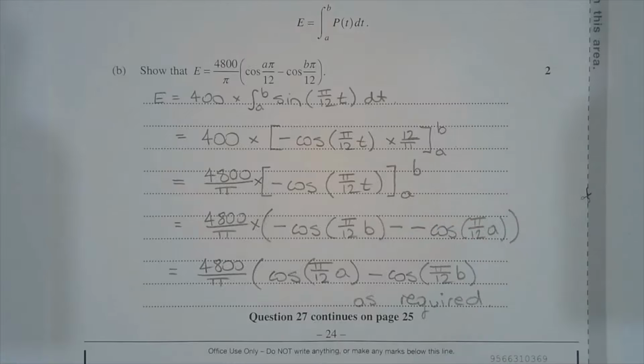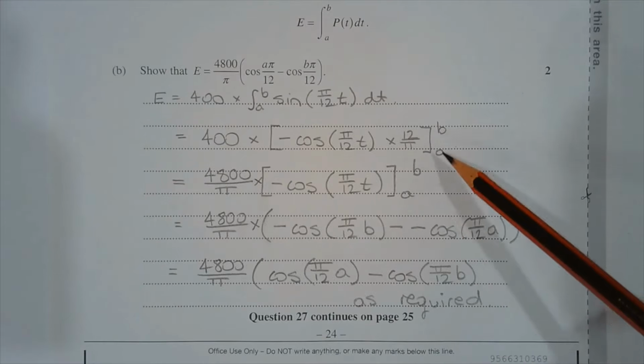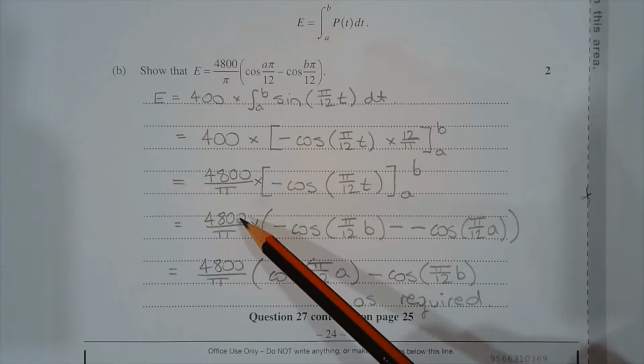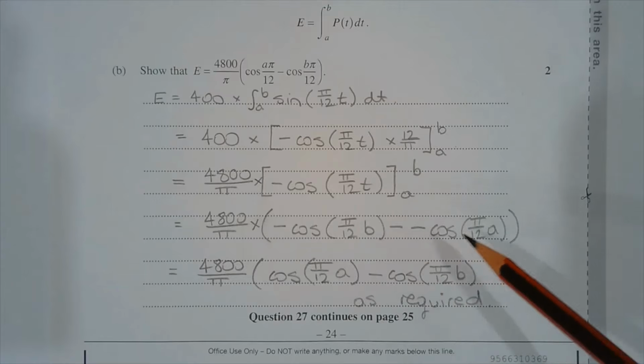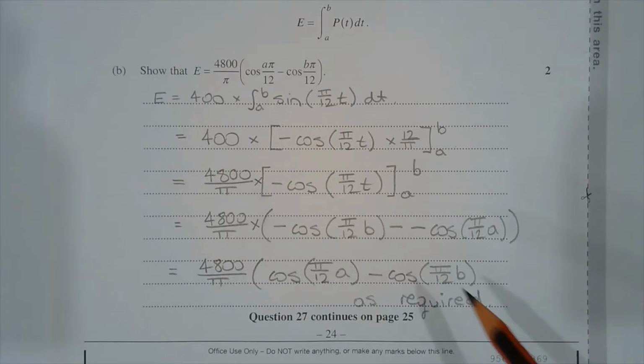Applying the limits of integration, we have 4,800 over pi multiplied by negative cos of pi over 12b minus negative cos of pi over 12a, and of course a minus minus becomes a plus, and that equals 4,800 over pi multiplied by cos of pi over 12a minus cos of pi over 12b as required.